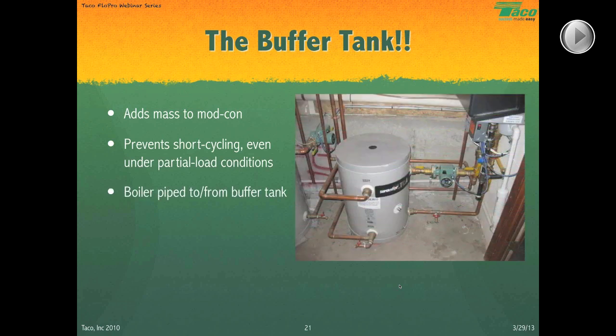And it's as simple as pipe to and from the boiler. The boiler's pipe to and from the buffer tank. Over here, here's your return back to the boiler. Down at the bottom you have the supply. And then you have your heating system supply and return as well. All right. Now the question always comes up is, well, a buffer tank's really wicked cool. How do I size it?